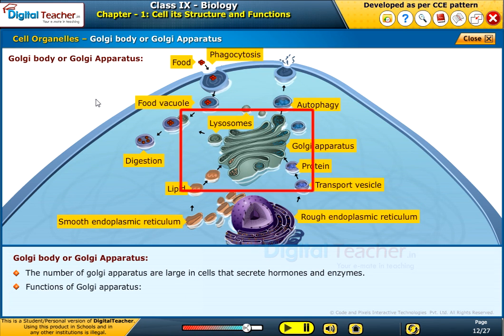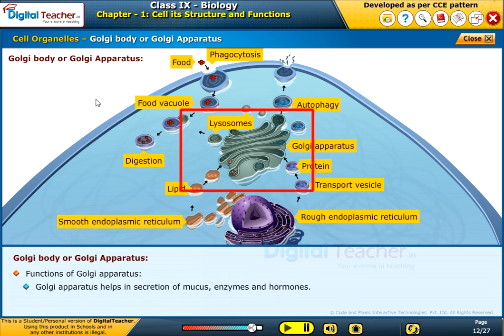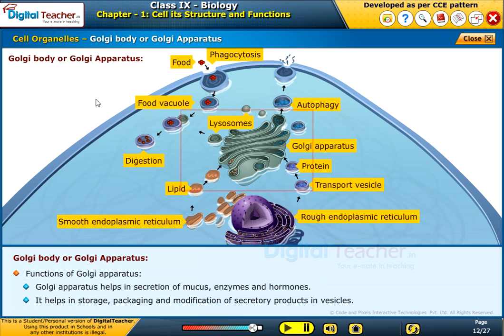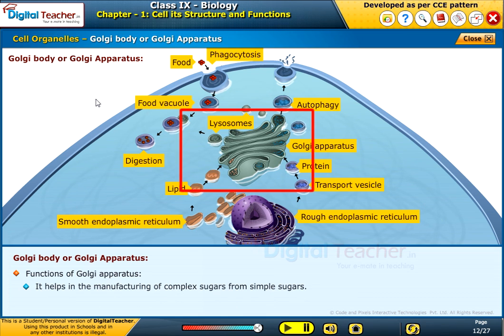Functions of Golgi apparatus. Golgi apparatus helps in secretion of mucus, enzymes and hormones. It helps in storage, packaging and modification of secretory products in vesicles. It helps in the manufacturing of complex sugars from simple sugars. It helps in the formation of lysosomes.